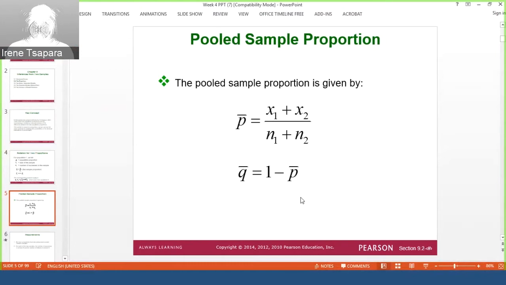Now, what do you see here? On the numerator, we have x1 plus x2, the successes for the first and the second. And what do you see on the denominator? The sizes of the samples. So the entire sample 1 and then the entire sample 2.